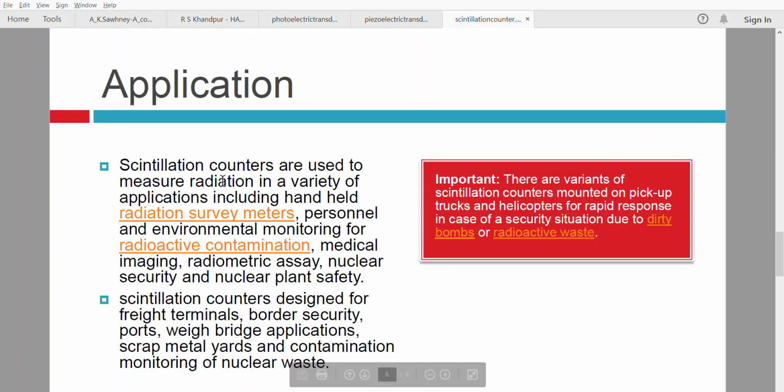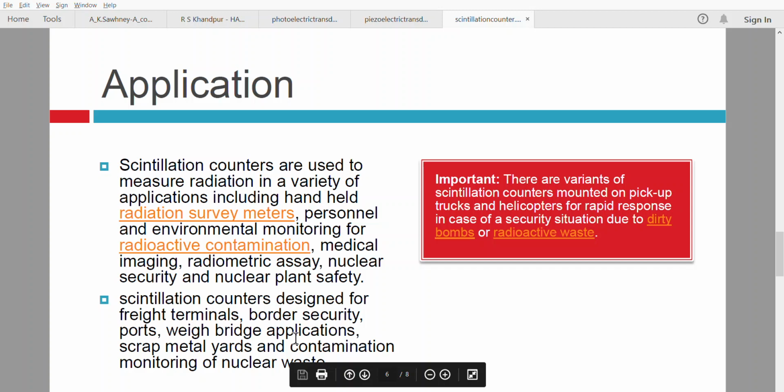Scintillators are used to measure radiation in a variety of applications. They can be used as handheld radiation survey meters, personal environmental monitoring, radioactive contamination, medical imaging, radiometric assay, nuclear security, nuclear plant safety. Scintillation counters are designed for freight terminals, border security ports, weighing bridge applications, scrap metal yards, and contamination of monitored nuclear waste. So all these are somewhat connected to biomedical, if you say.